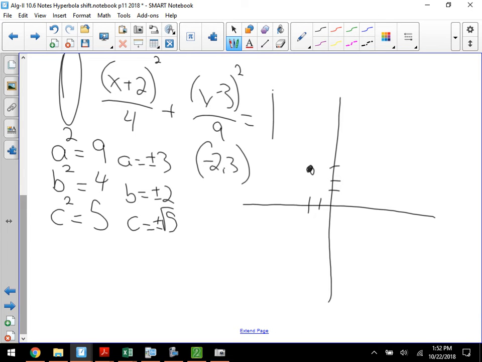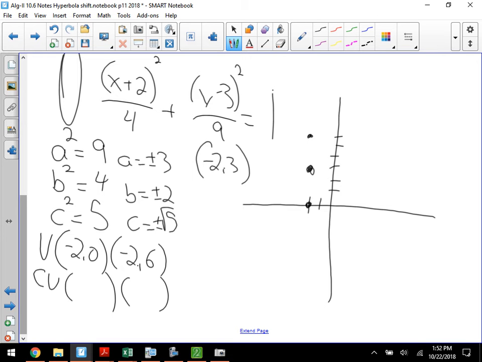We know it's stretched vertically. A value is always the distance from the center to the vertex. We have to go up and down how many spots? 3. So my vertices are at -2, 0 and -2, 6. Co-vertices are going to go left and right in this case. So if I go left and right from -2, I wind up at 0 and at -4. -4 and 3, 0 and 3.